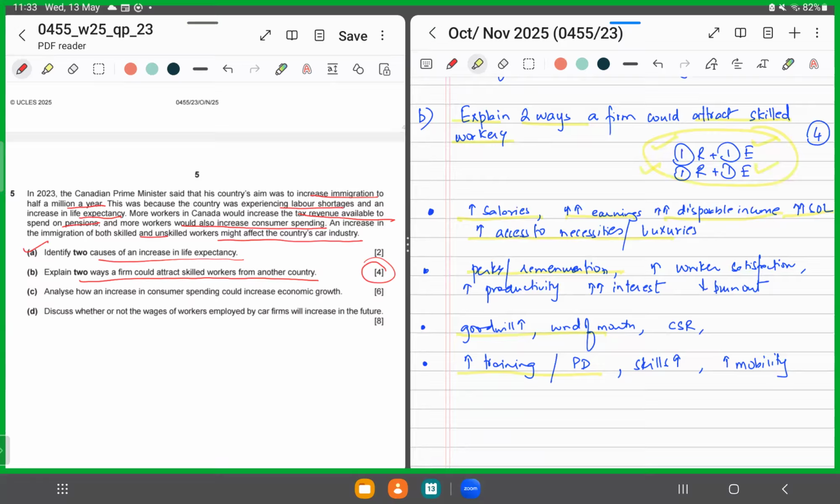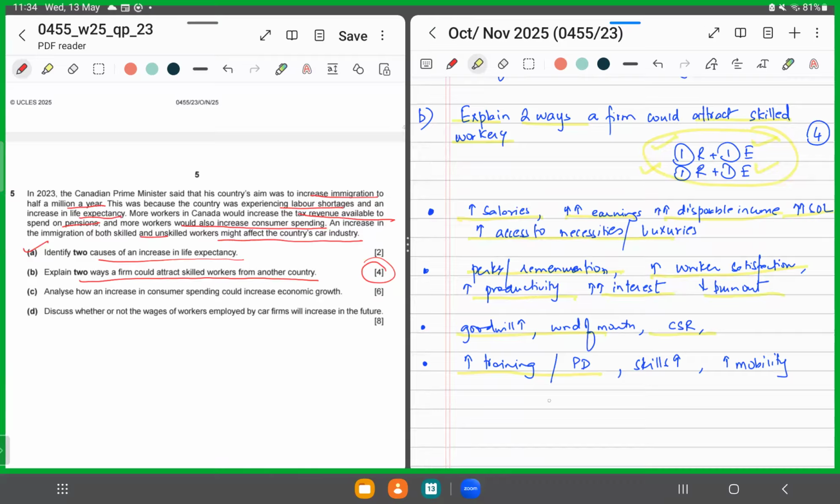Similarly, if these foreign firms offer them better remuneration and perks, worker satisfaction would rise, their productivity would increase, they would be more inclined towards opting for these jobs. There will be lesser burnout and they will be more inclined to serve in your companies. If the firm enjoys a good goodwill and it has a better word of mouth, it heavily employs CSR, corporate social responsibility, so individuals are going to opt for jobs in your company.